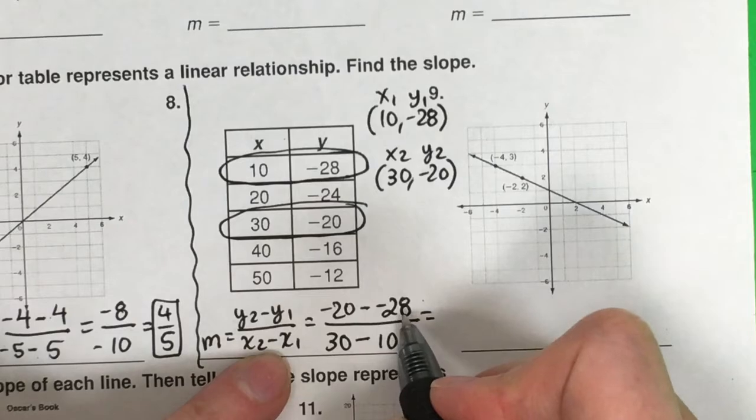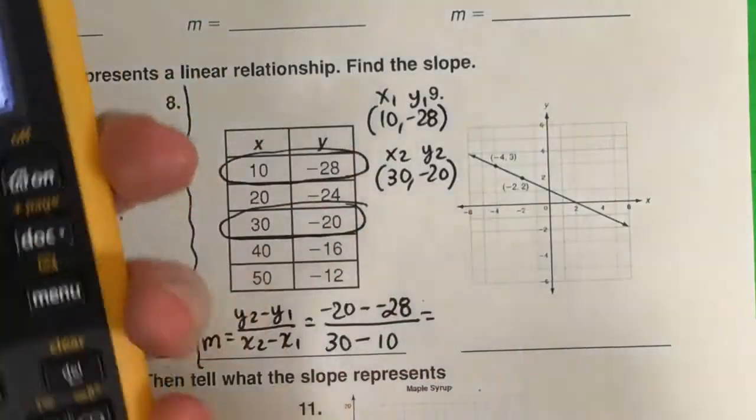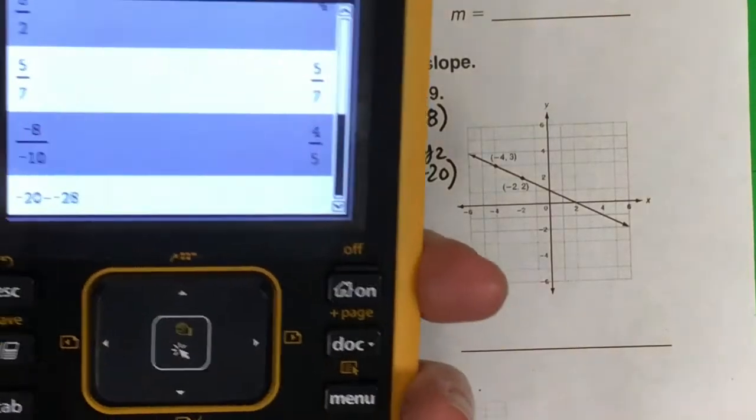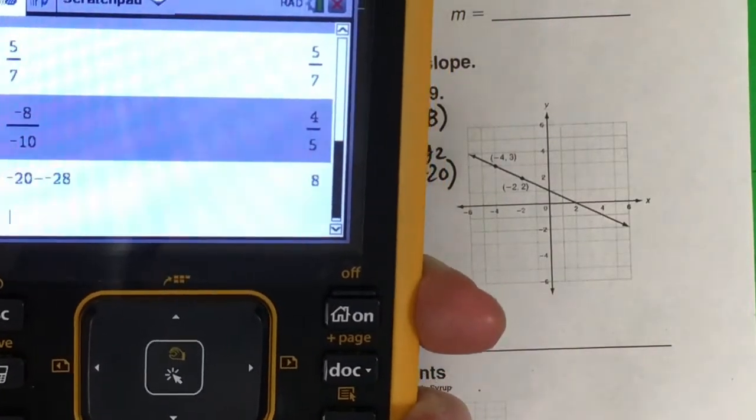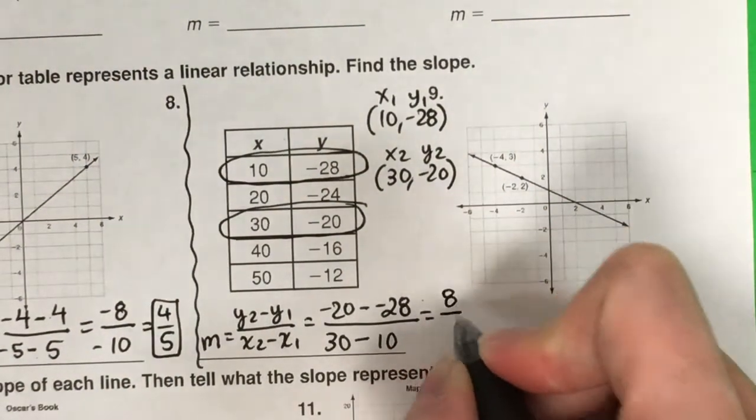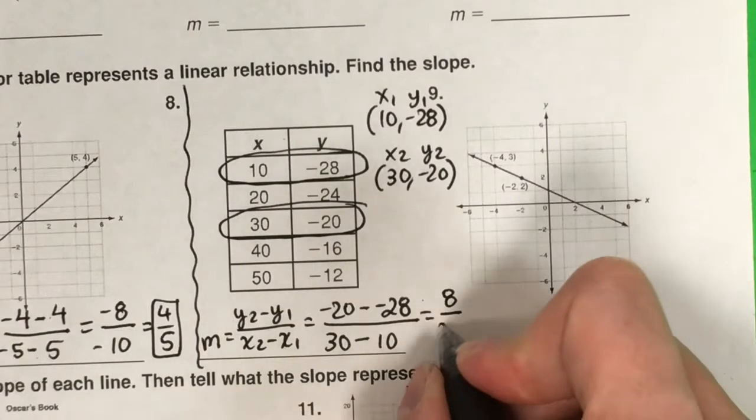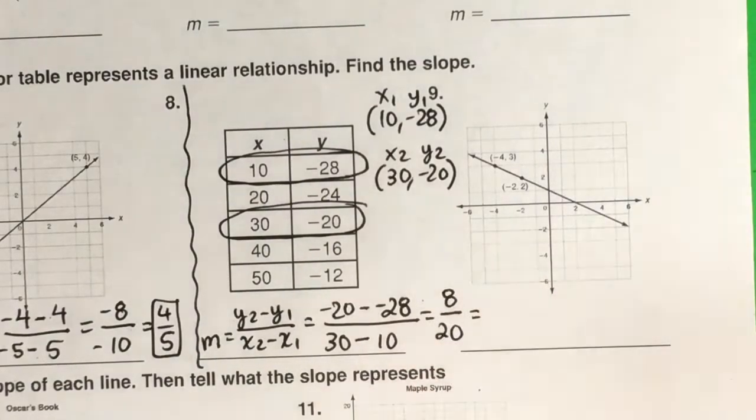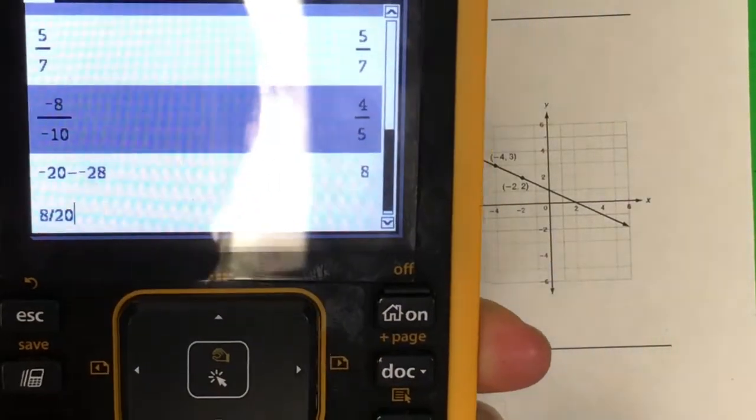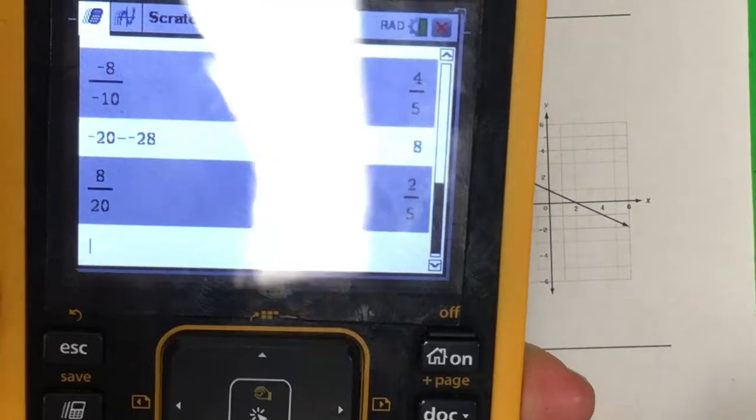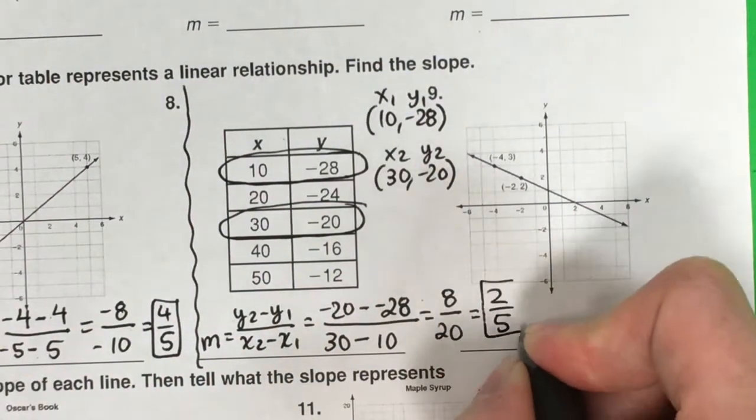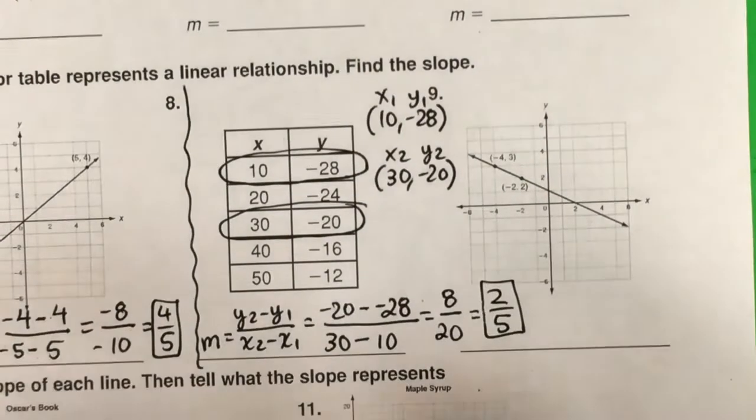-20 minus -28. Let's go ahead and put that in the calculator. -20 minus -28. Enter. Is 8. Divided by 30 minus 10 is 20. And 8 divided by 20 is 2/5. There's my answer for number 8.